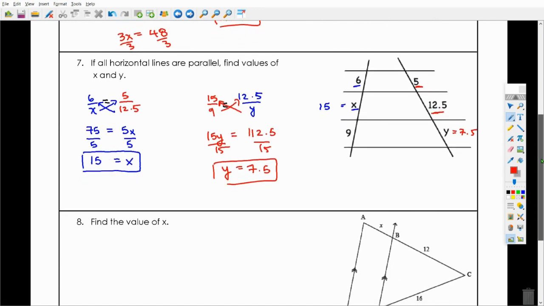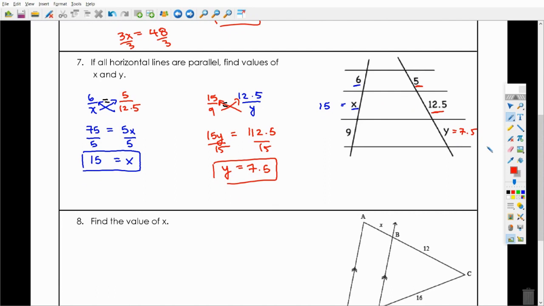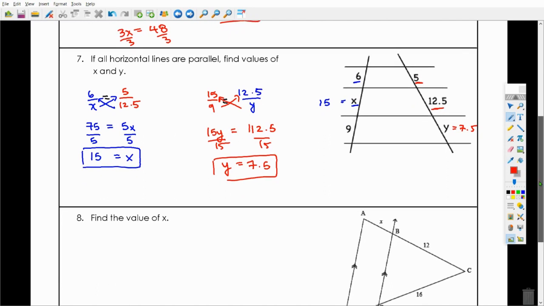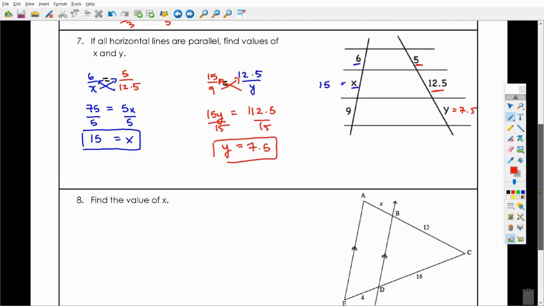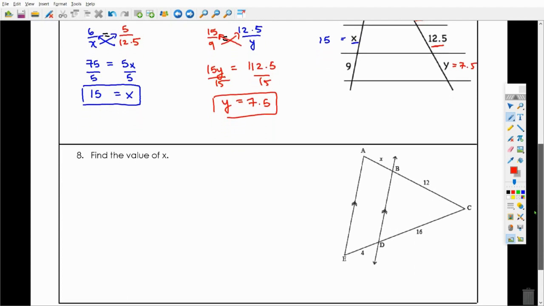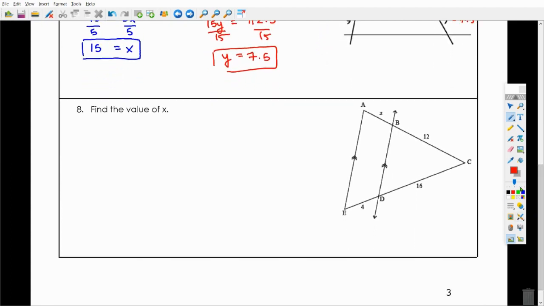All right, and that's it. So you found x, you found y. You can compare the values just to make sure it makes sense. But they do. The ones on the left side should be larger, ones on the right side smaller, and they are. So here, again, very similar, just it's an actual triangle this time.